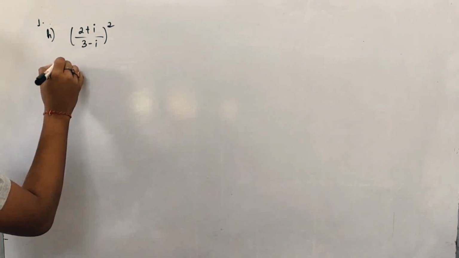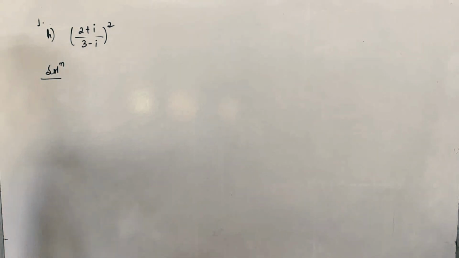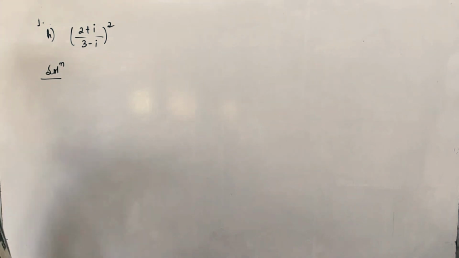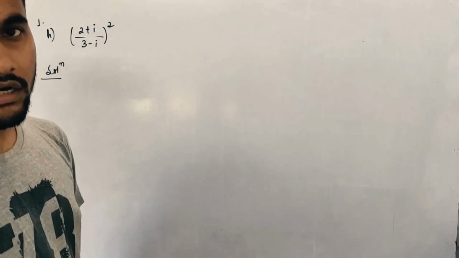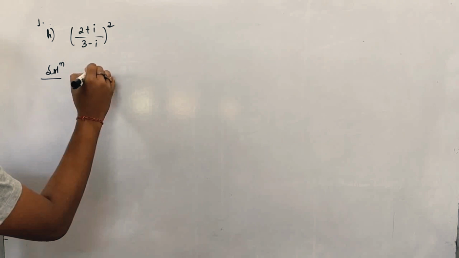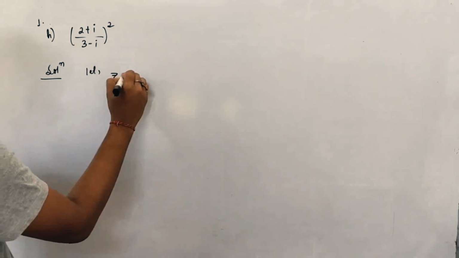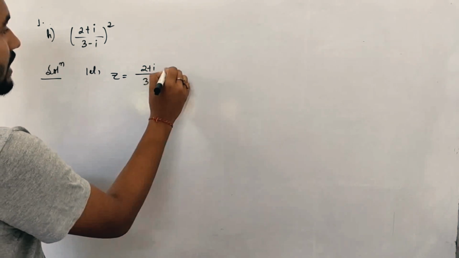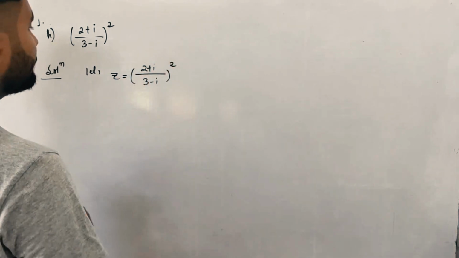Solution. At first you take this one, simplify it and convert it into a plus ib form, because otherwise you can't tell in which quadrant it will lie. So at first simplify. Let z be equal to (2 plus i) by (3 minus i) whole square.